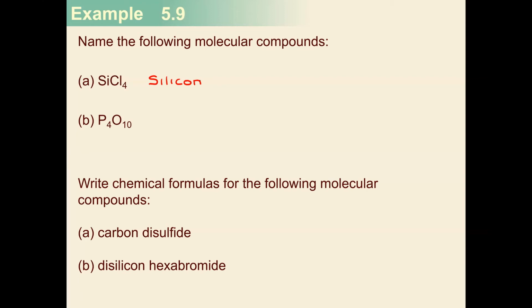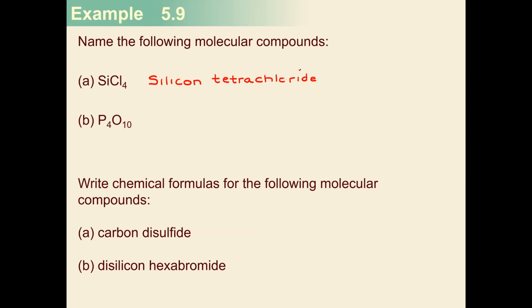Now I need to tell you how many, so this is going to be our tetra. And then finally we add in our second element, which is chlorine, but I must add the IDE ending. So I have silicon tetrachloride. So let's look at B.